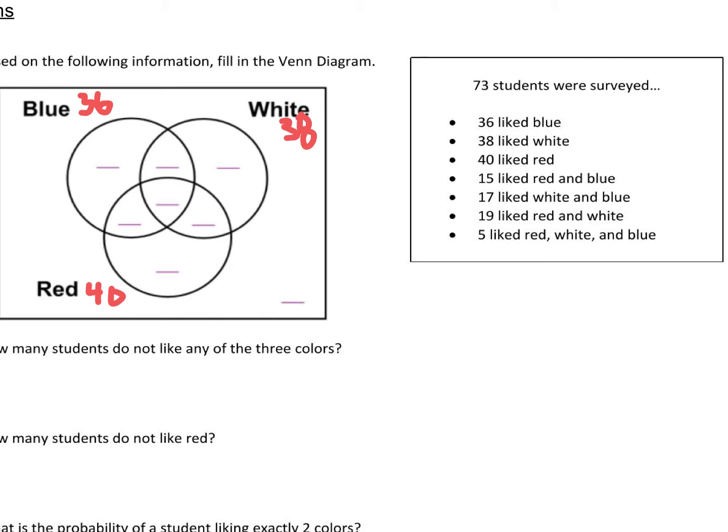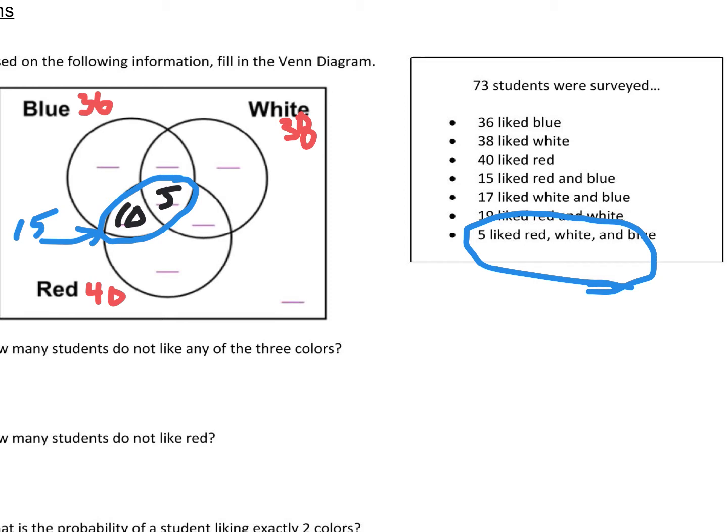15 liked red and blue together, that makes 15. I still haven't put a single number inside yet. The only one you can really trust is the middle one. 5 like red, white, and blue. 5 goes here. And then you start going, oh, so now you know that one that added up to 15? This must be 5 and 10.